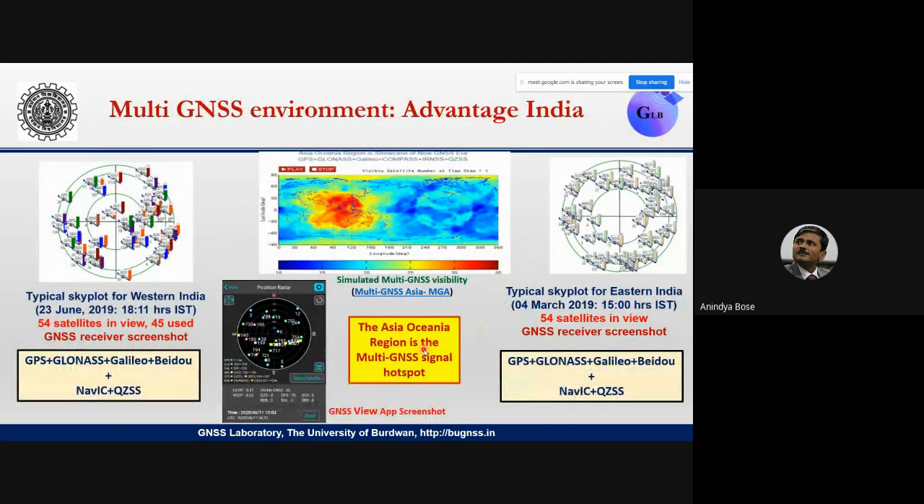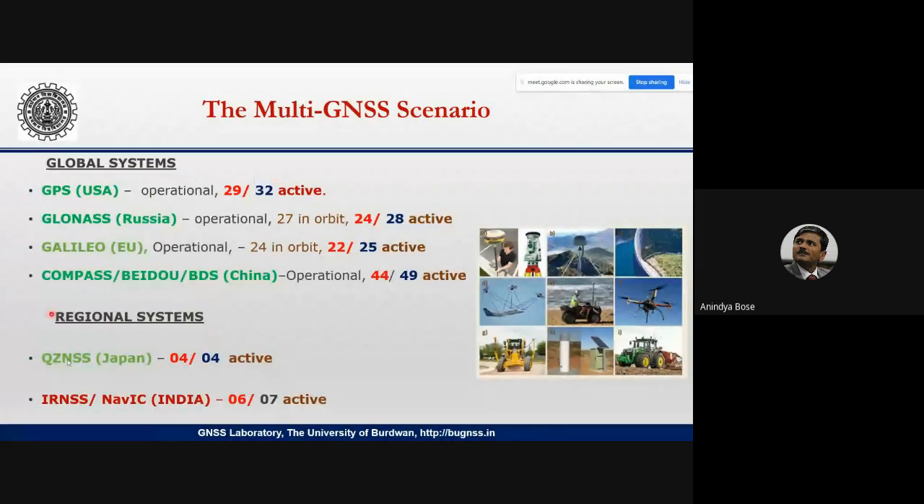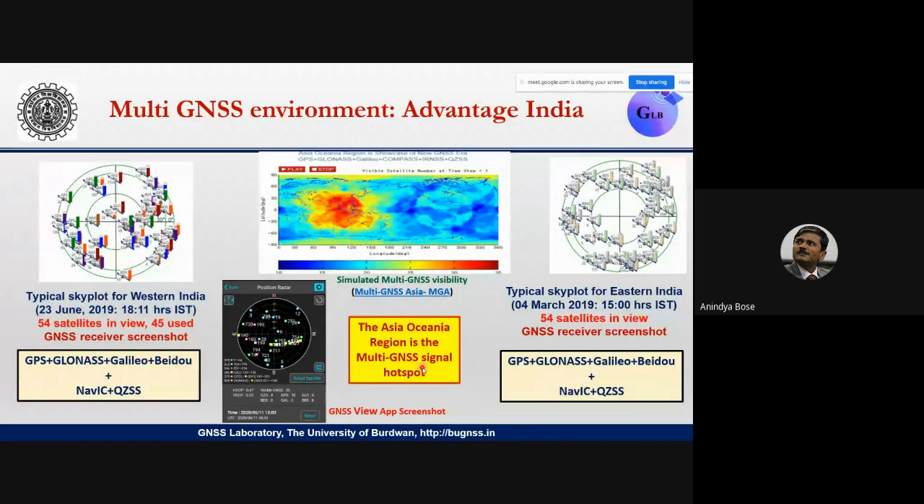Now, I want to draw your kind attention to this particular fact, that we are situated in a very typical geographic location. Some 10 years ago, a particular agency called Multi-GNSS Asia, a satellite navigation concern developed by the Japan Aerospace Exploration Agency, JAXA, predicted that in the red region you can see, lots of satellites would be visible together when all of them are fully operational. And I forgot to tell, all the systems are currently operational. There is no system under development. Everybody is now operating.